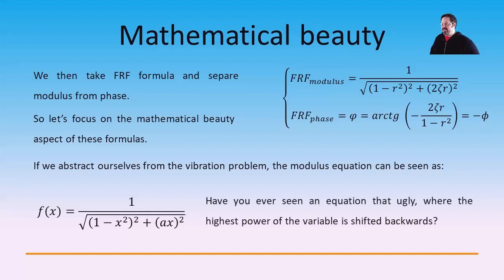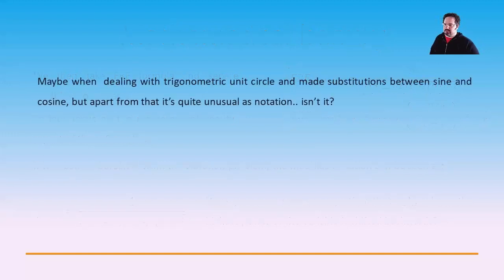And so I'll ask you, have you ever seen an equation that ugly where the highest power of the variable is shifted backwards? It's unusual, usually. Maybe when dealing with the trigonometric unit circle and making substitutions between sine and cosine, but apart from that, it's quite unusual as a notation, isn't it?